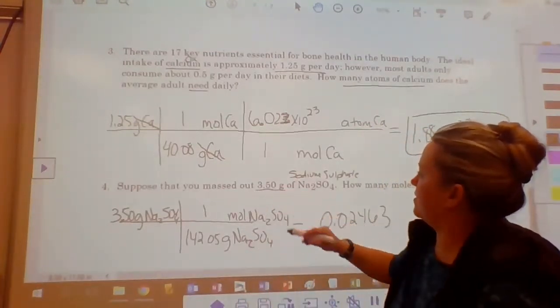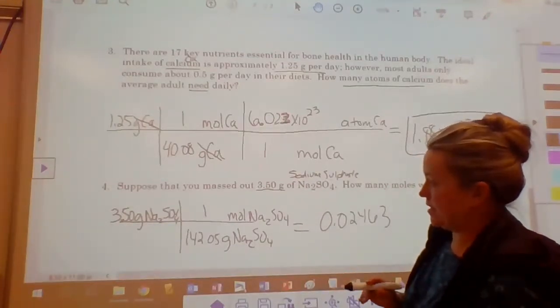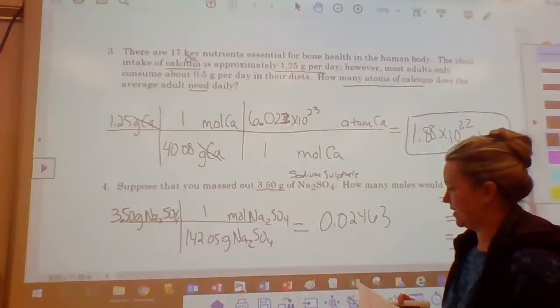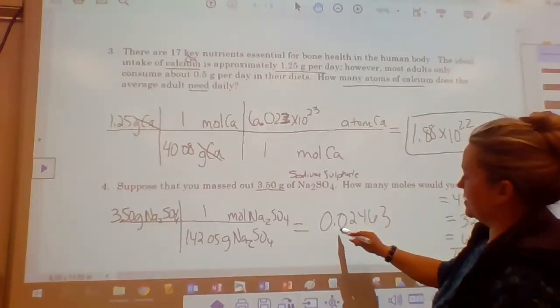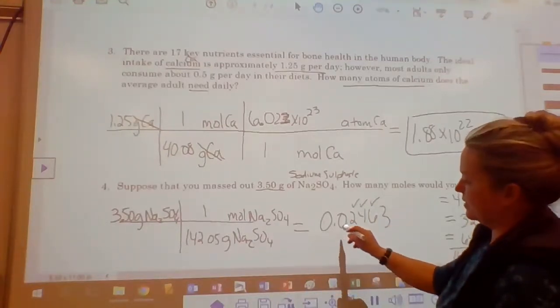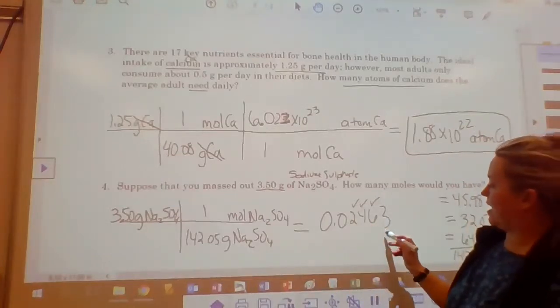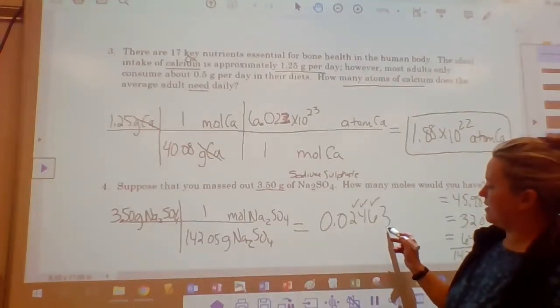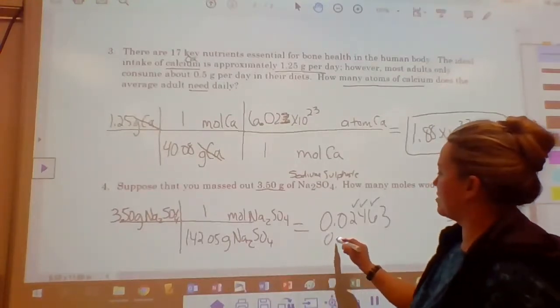I was given this number in the problem, and that is a 3 sig fig number. So I want my answer in 3 sig figs. So if I come over here, I'm going to count out 3 sig figs. I'm going to get 1, 2, 3. This is a leading 0, it's not significant. So I've got 3 sig figs. I look at the next number in line. That means to leave my 6 alone.